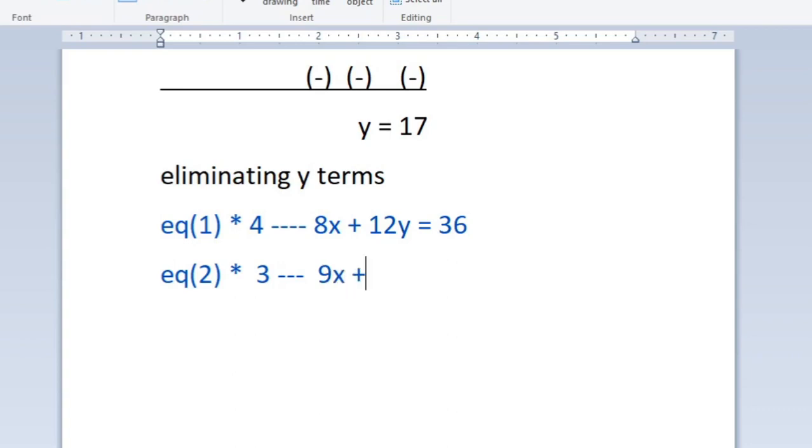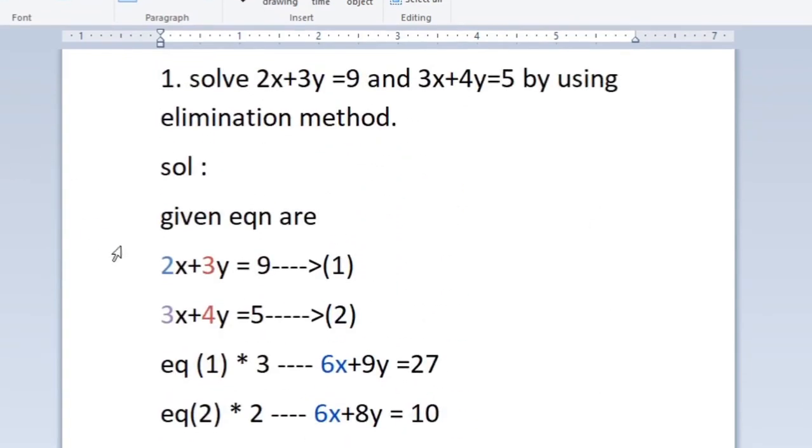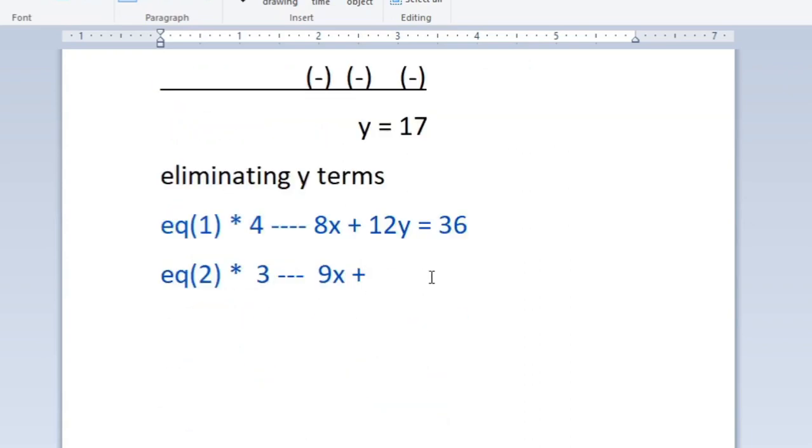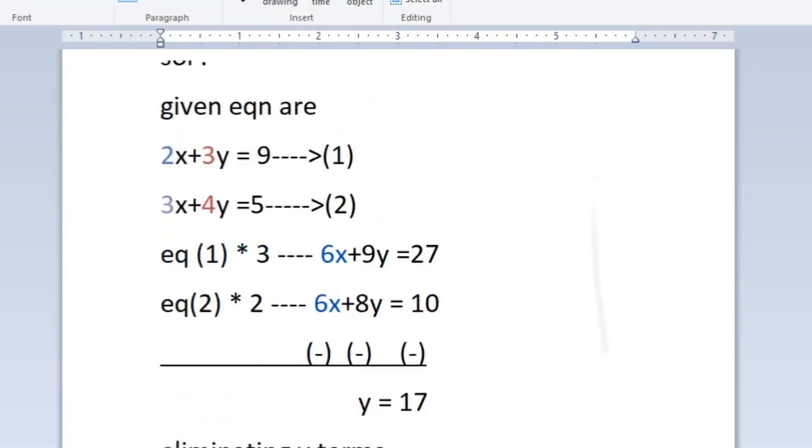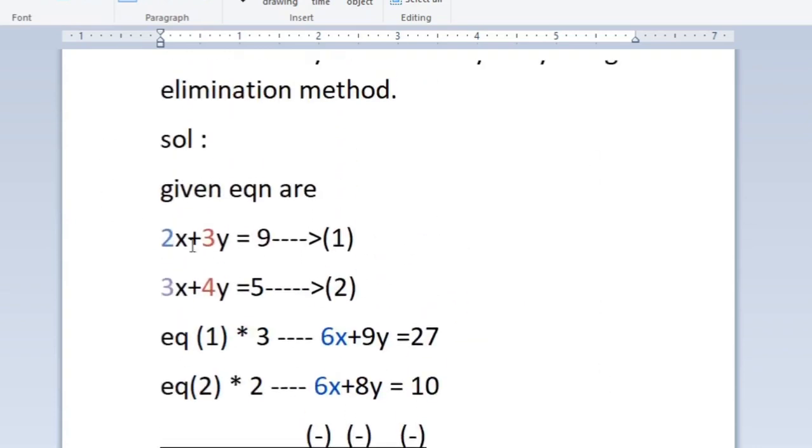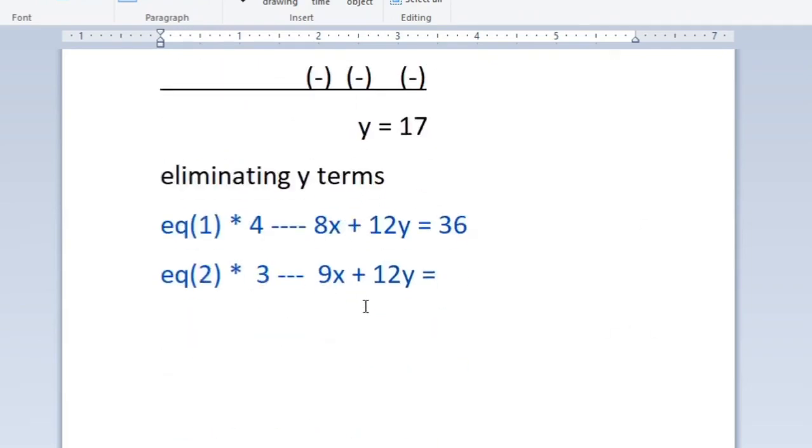Then you have to multiply the y term. Here the y term is 4. Therefore, you have to multiply this 4 with this 3. It becomes 12. The variable is y, that is 12y. Then you have to multiply the RHS. Here what is the RHS? It is nothing but 5. So this 5 also multiplied by this 3, we will get 15.